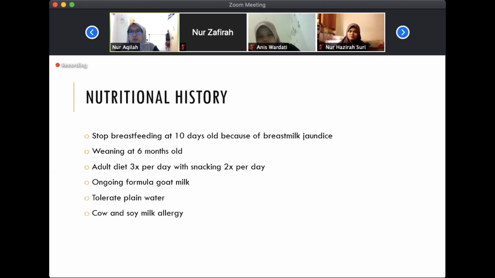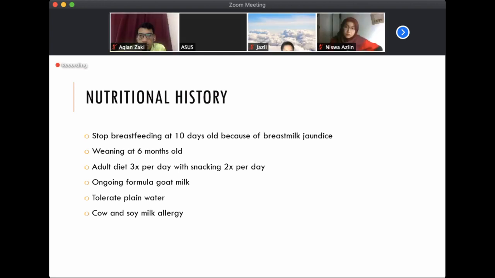For nutritional history, basically he stopped the breastfeeding at 10 days old because of breast milk jaundice, and was weaned at 6 months old. Currently he has an adult diet, three main meals a day with snacking two times a day. To replace the milk, he was on formula goat milk because he had a corn and soy milk allergy, and he is still able to tolerate plain water.